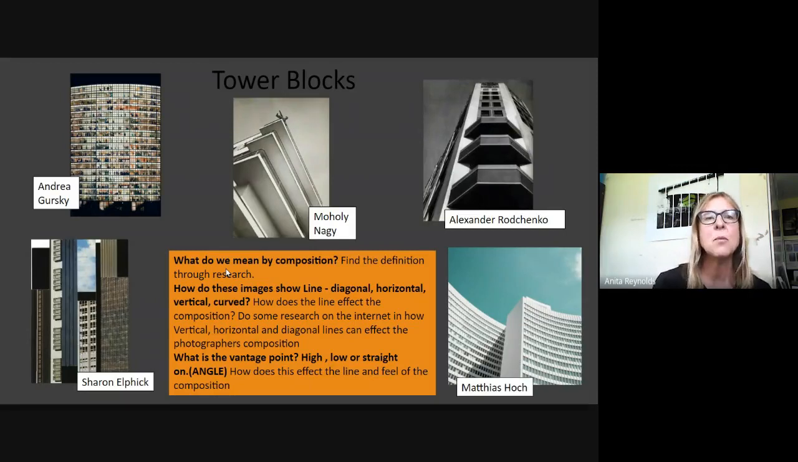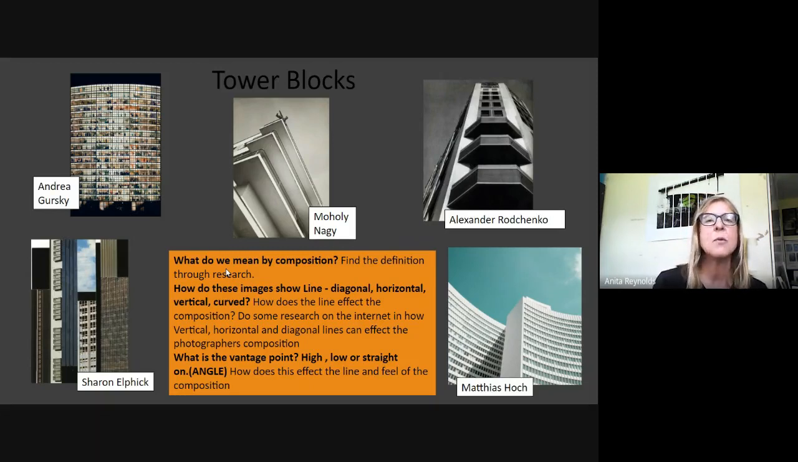The first thing that I want you to look at when thinking about the questions is, what do we mean by composition? I told you earlier that it's the layout of an image, but I want you to find the definition through a bit of research on the internet, what composition is and what makes a good composition. Because A-level is about research, it's not about me telling you everything, it's about you informing me.